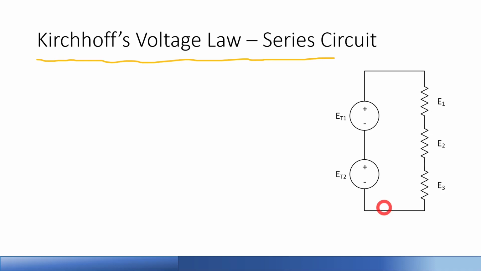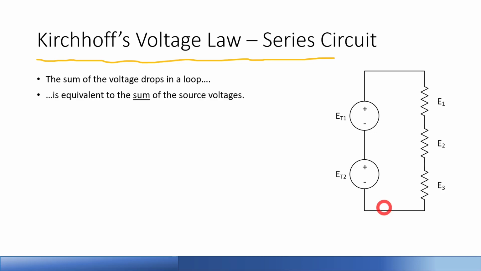Kirchhoff came up with this law, and he just said the sum of the voltage rises has to equal the sum of the voltage drops. So here I have actually two power sources. E sub T1, and E sub T2 is the second power source, and those add up as well. So the sum of the voltage rises, E sub T1 and E sub T2, is going to equal the sum of all my voltage drops in this particular case.